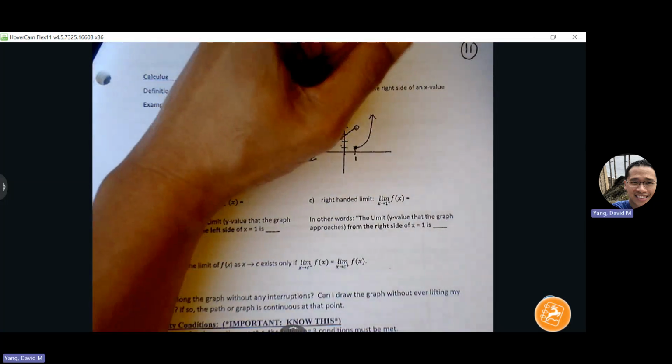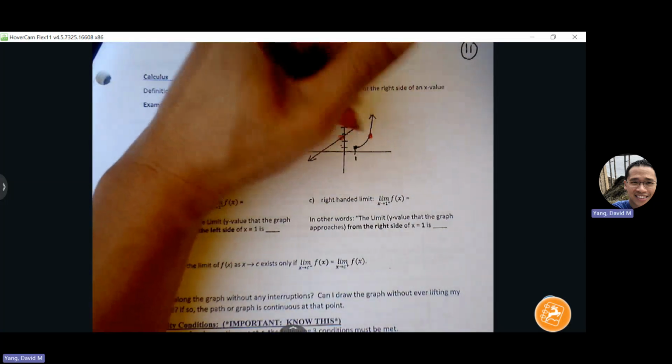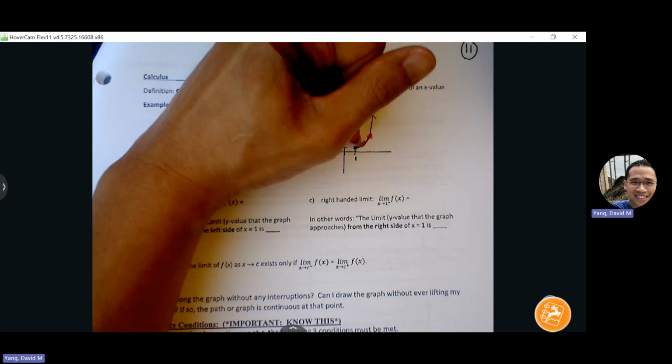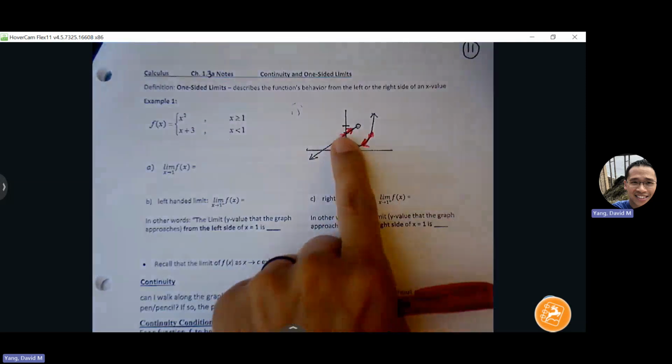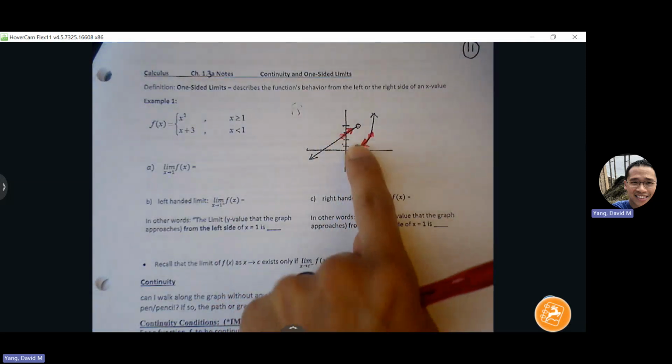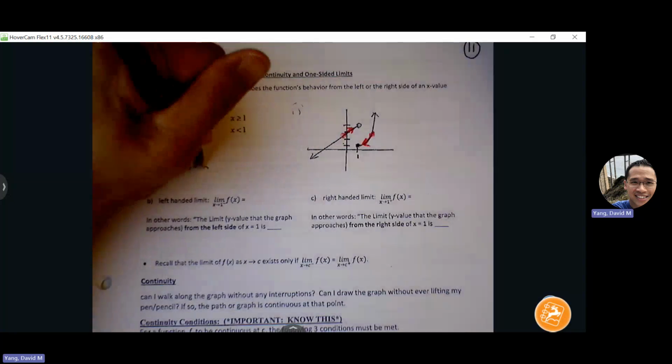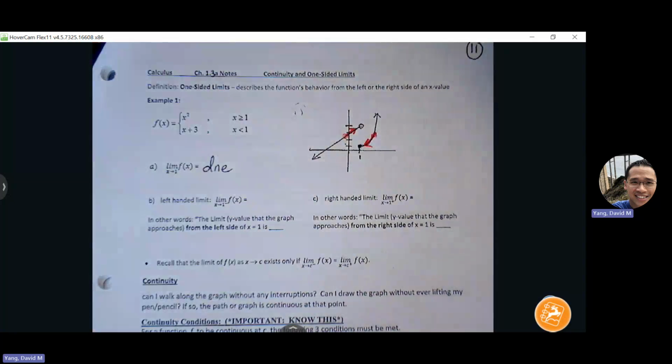Because of discontinuity, right? We talked about how visually we used arrows, and the arrows indicated that if they're not headed to the same y value, then we have an issue. Even though the point exists, the arrows are not approaching the same y value. Therefore, the limit does not exist. We learned that on your quiz.